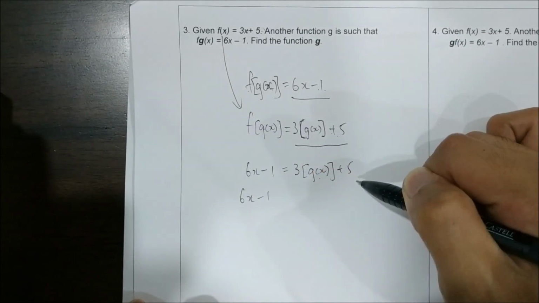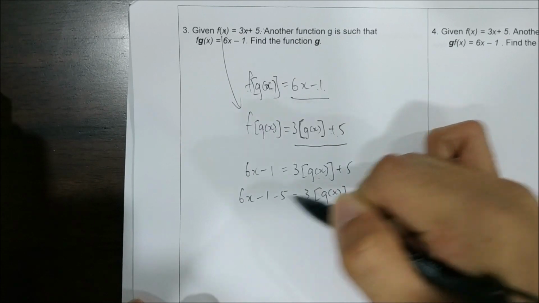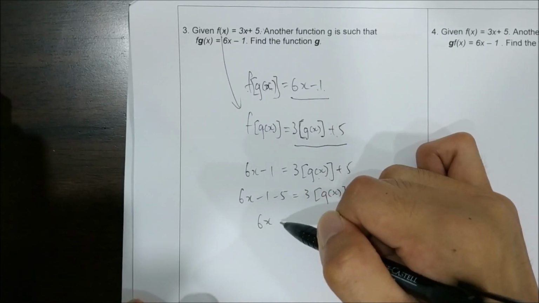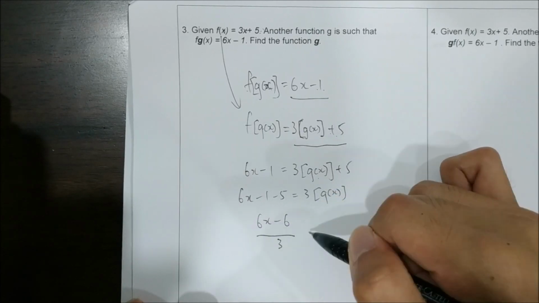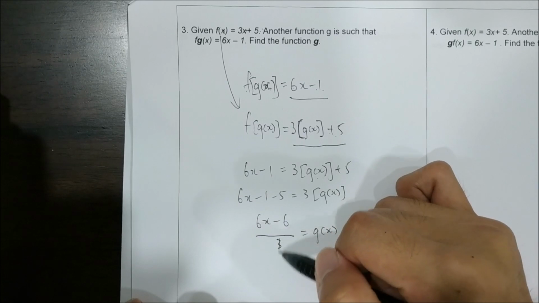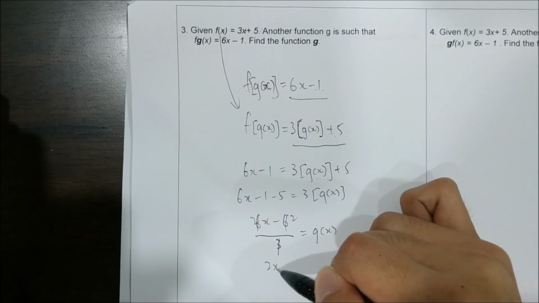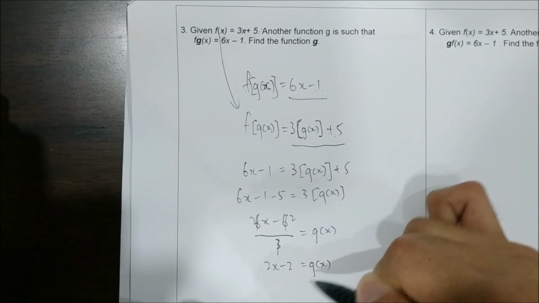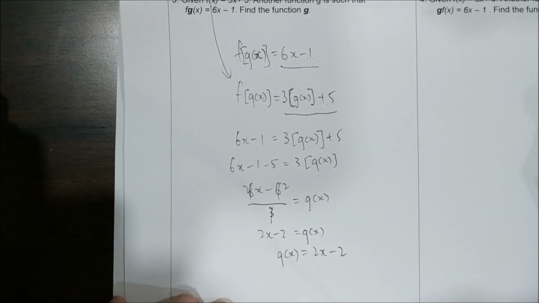This one is a negative 5 equals 3g(x). So this one is 6x minus 6. And then we bring the 3 to this side, it becomes divided by 3. We simplify it, the 3 here can be divided with the 6 and the 6 here, so you get 2x minus 2 for g(x). So g(x) equals 2x minus 2.